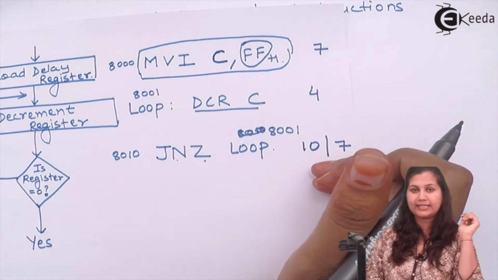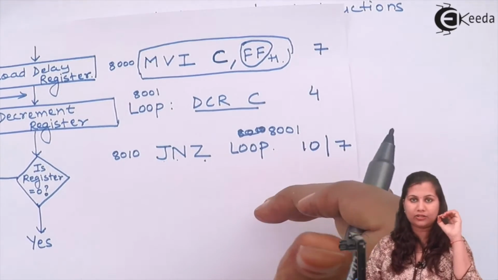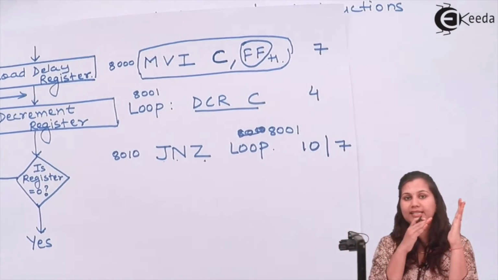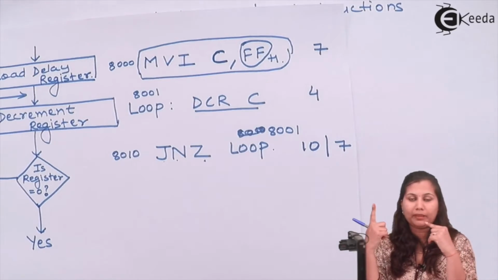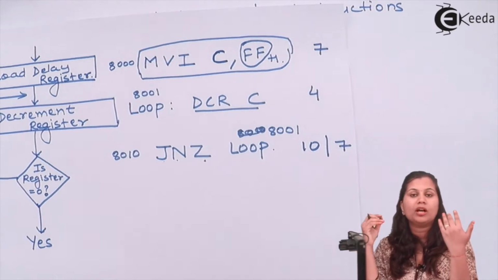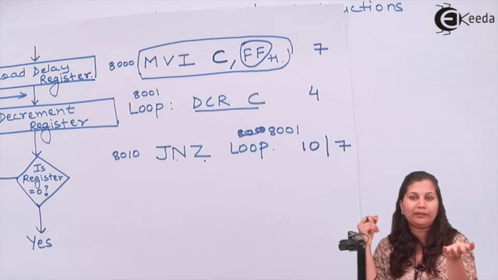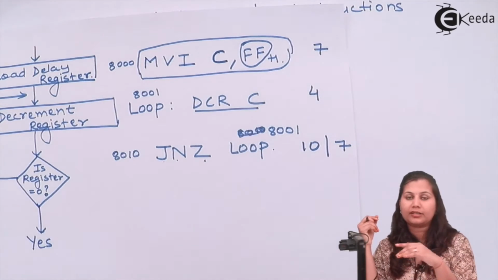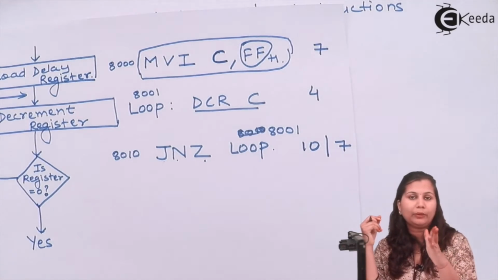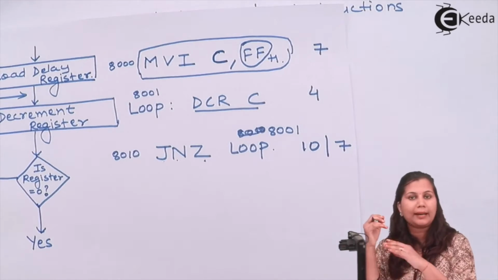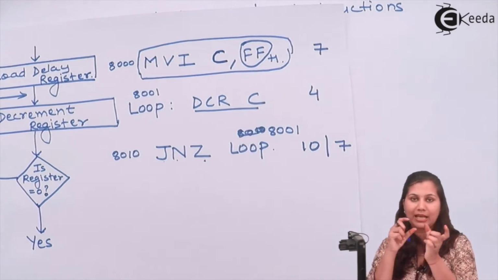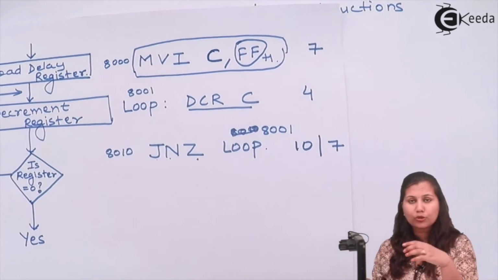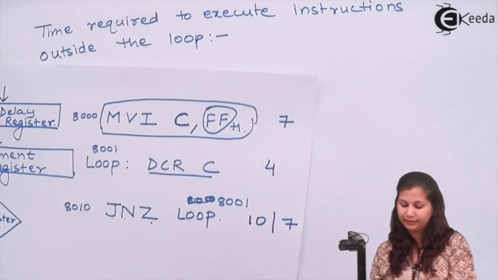We are writing the T states for every instruction, because a T state is the clock period. 1 T state means 1 clock period. So we know the clock period because we know the clock frequency. We know the clock frequency of 8085 is 3.5 megahertz. By the clock frequency we can calculate the clock period, and by the clock period we can calculate the T states, how much time it is taking. So this is how we are calculating the time.